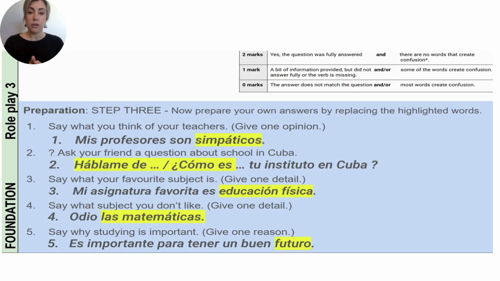Now it is your turn. You can pause the video and simply replace the bits that I have highlighted with your own words and your own ideas. Okay, for number 2, you can choose háblame de or cómo es, but I recommend having a piece of paper and pen and do 1, 2, 3, 4, 5, and then write down your answers so that you see what it looks like when you're actually doing it. Okay, if you haven't done any mocks yet or something like that. So here we go. When you're ready, you can come back.